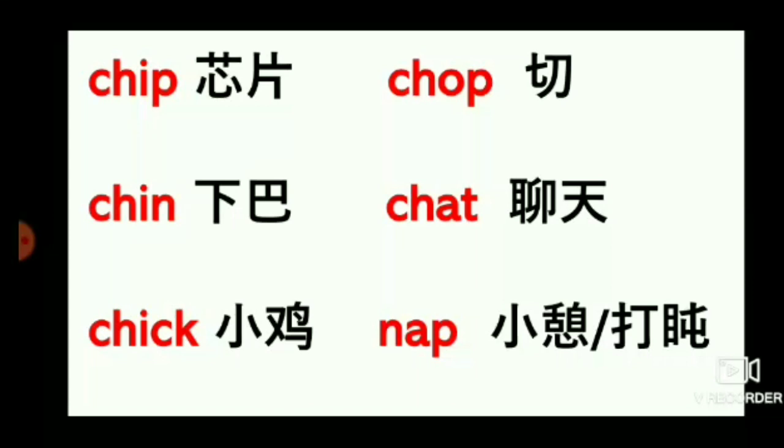Right, so these are our words. Our first word is chip. Ch, ip, chip. Our second word is chin. Ch, in, chin. Our third word is chick. Ch, ick, chick.